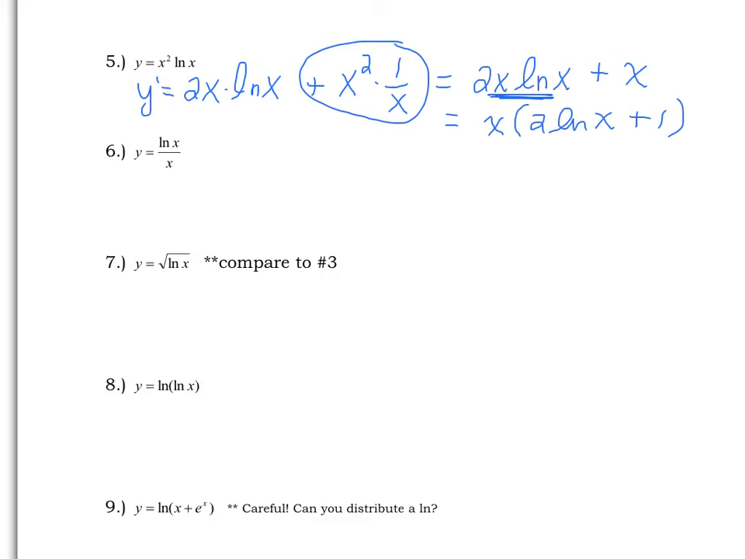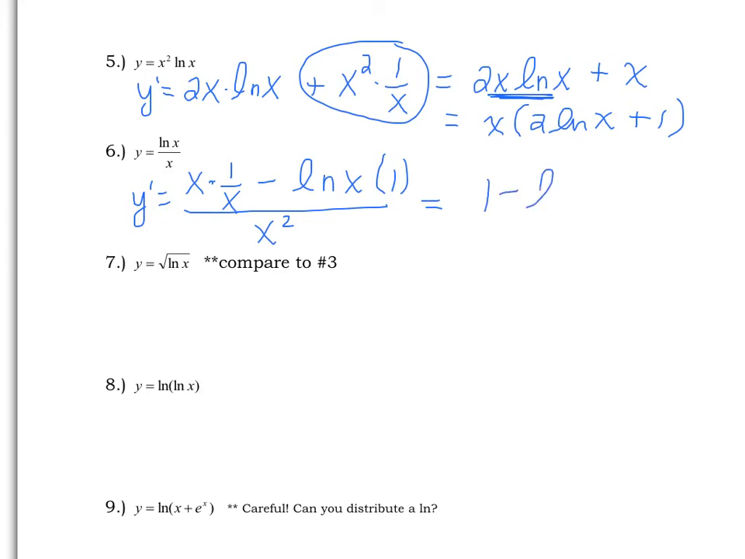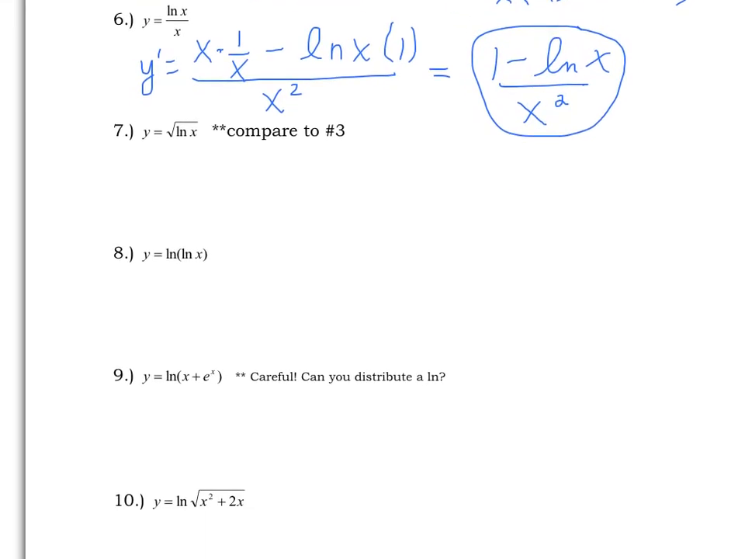Number 6, we need our quotient rule. Write yourself a little note if you need to. So low d high would be 1 over x, low d high minus high d low. The derivative of down low would just be 1, all over low squared. From here, that first term will simplify to just 1, and then minus ln of x all over x squared.